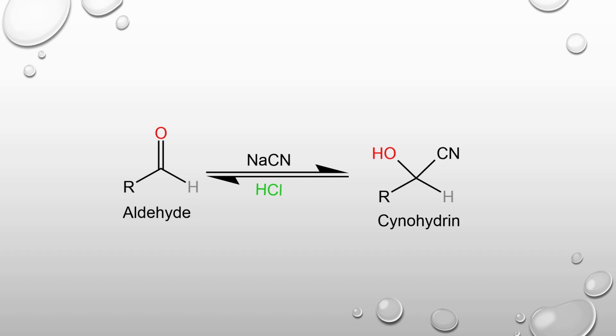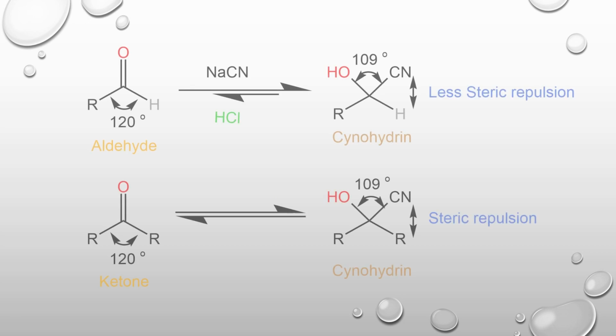This cyanohydrin formation is more favorable for aldehyde as compared to ketone, because in this reaction the carbon atom of the carbonyl group is shifting from sp2 hybridization to sp3 hybridization, that is, from double bond to single bond, which causes a decrease in the bond angle between the two atoms attached to the carbon atom. The bond angle in sp2 hybridization is 120 degrees, while in sp3 it's roughly 109 degrees.